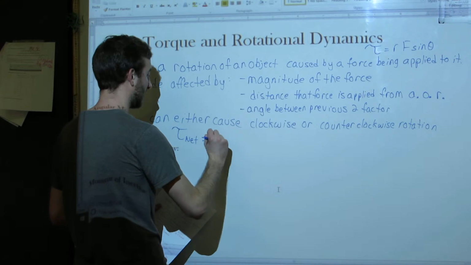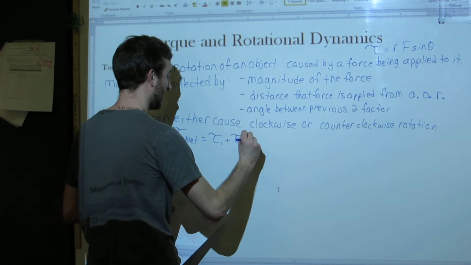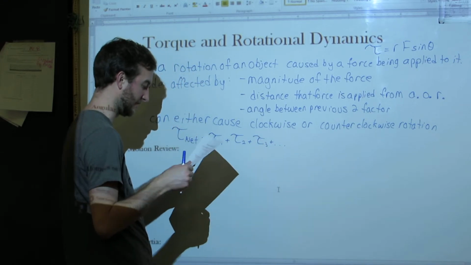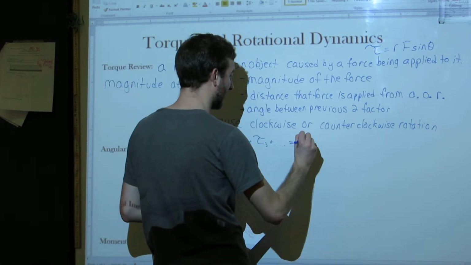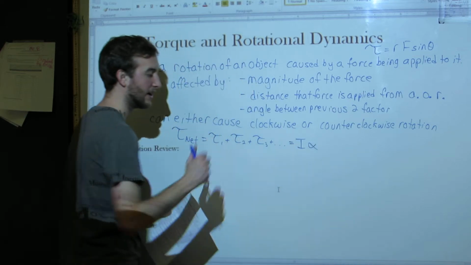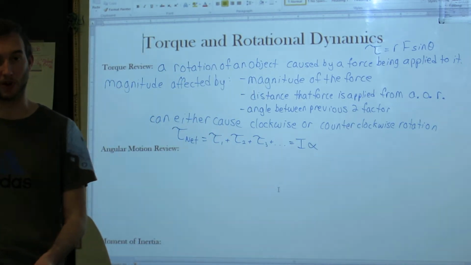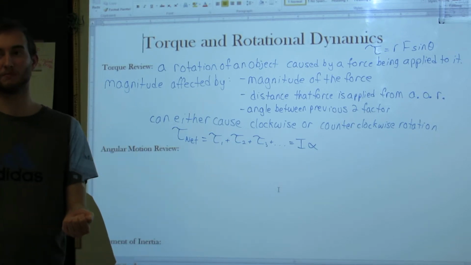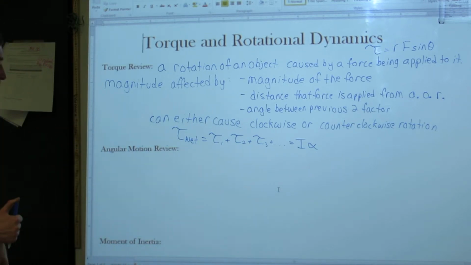The net torque, very similarly, is equal to the sum of the torques, whether they're positive or negative, and in turn that is equal to I alpha. I being something called the moment of inertia, which we'll talk about in a little bit, alpha being the angular acceleration. Okay? That's, in a nutshell, everything you learned about torque.